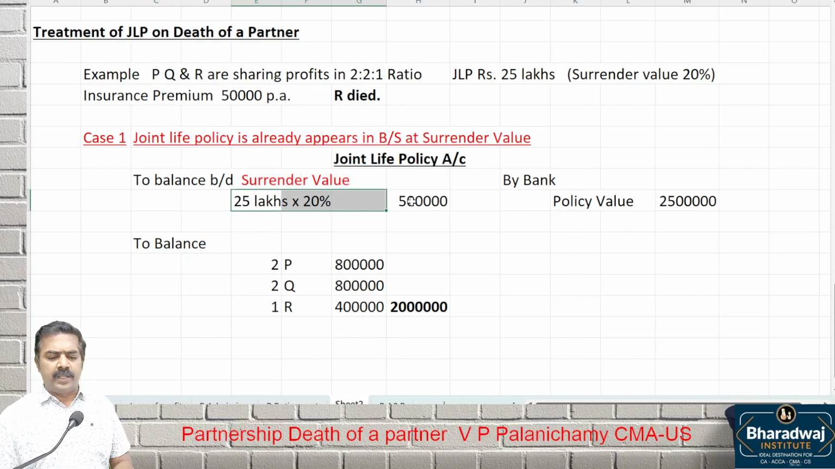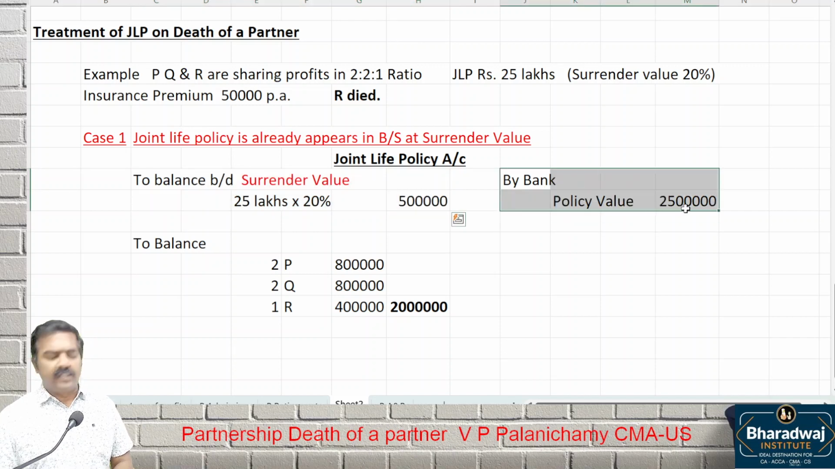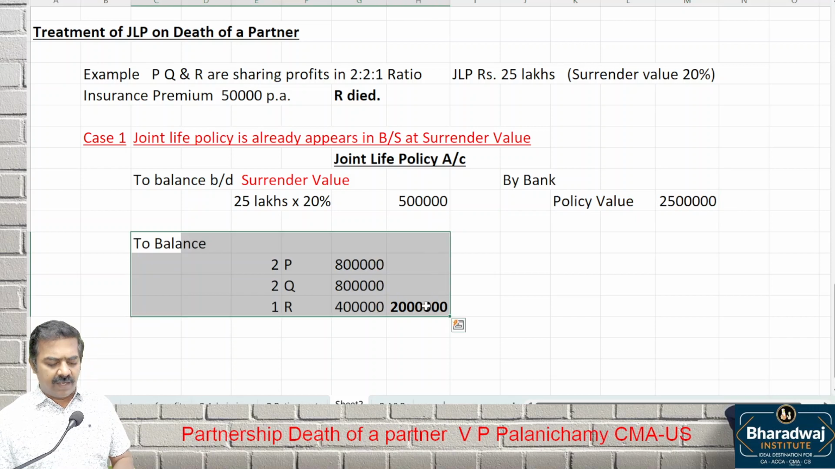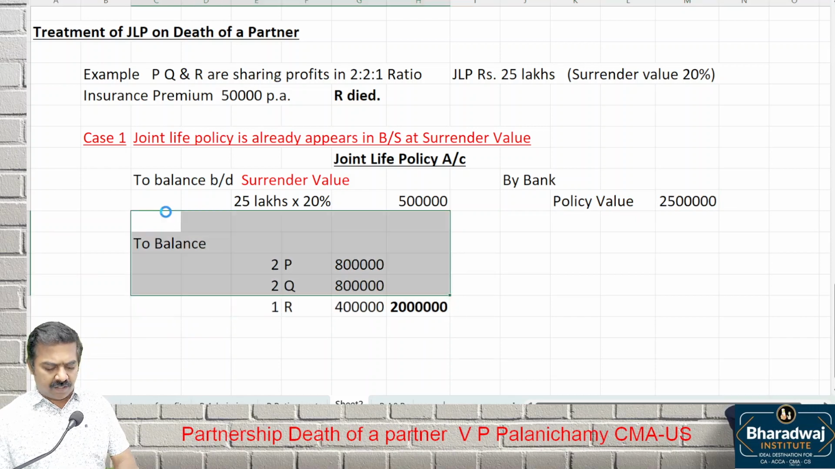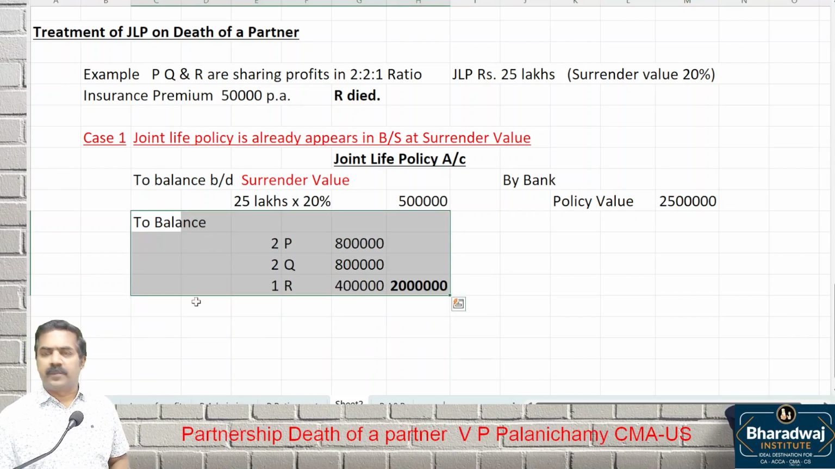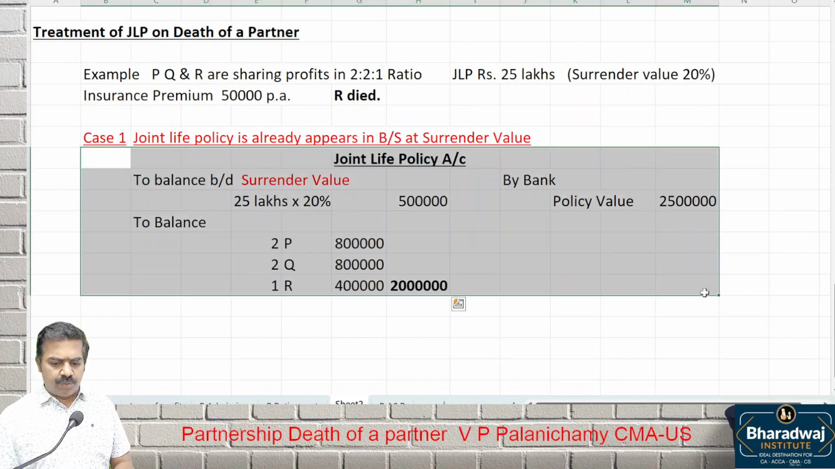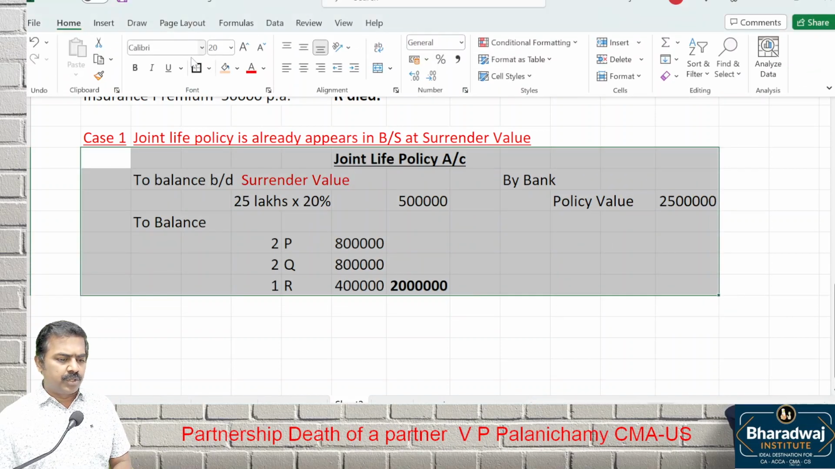25 lakh into 20%. It is like the opening balance of an asset, same like land and building, plant and machinery. Balance brought down already, 5 lakhs. On the death of a partner, the firm will get which value? Policy value. The balancing figure will be transferred to which partners? All partners in which ratio? Old ratio. What is the old ratio? 2:1.